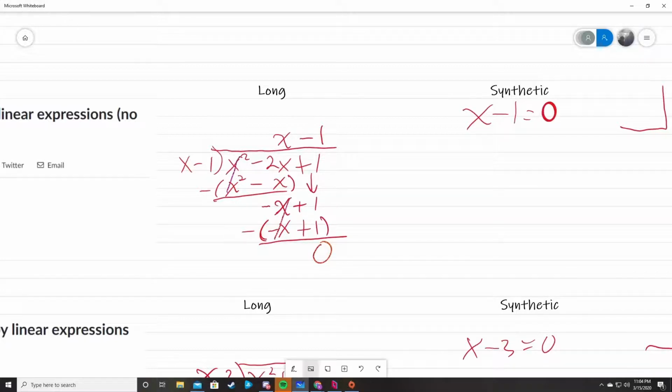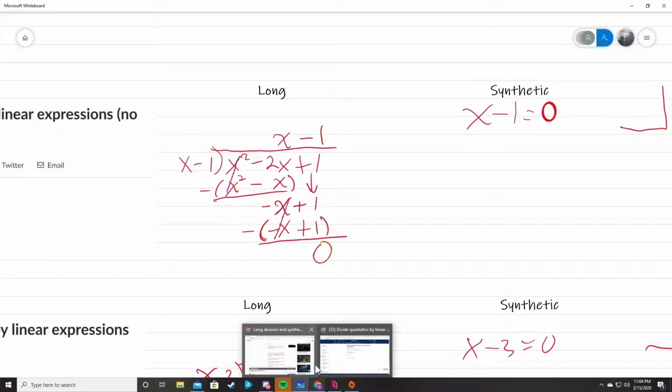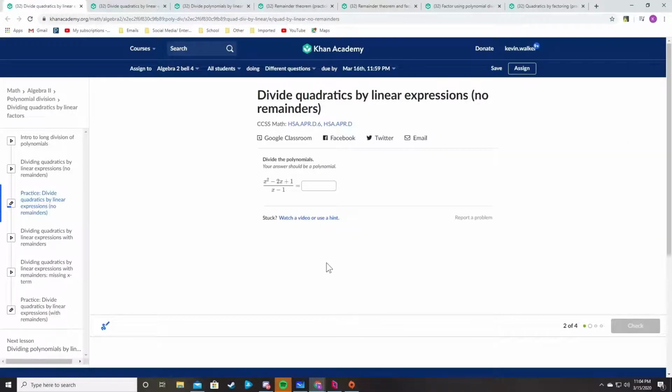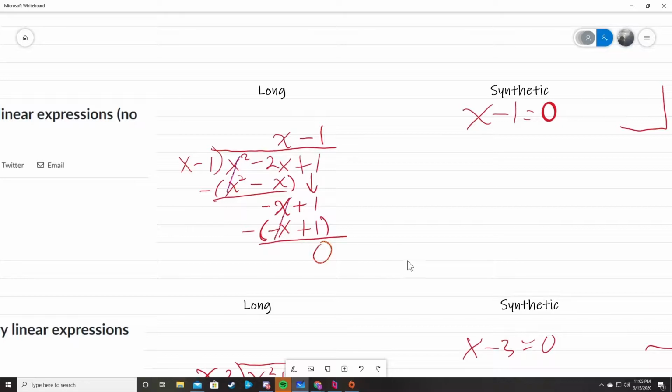So let's switch over to Khan Academy. Let's check out our math, see if we're right. So here's our problem. And now we're going to put in our answer. We had x minus 1. And now we're going to check it. Nice big star. We got that right there. We're all good.